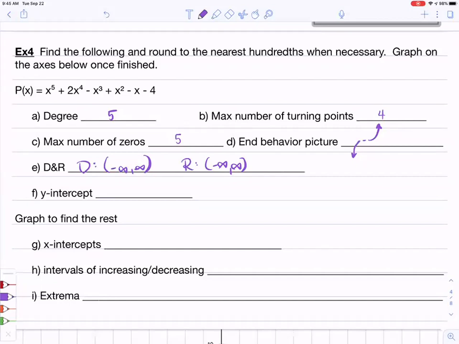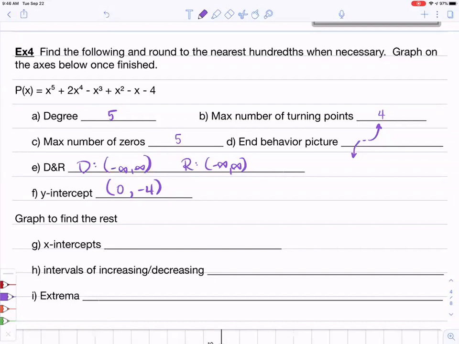A negative 4. By the way, if I asked you to draw a Y-intercept, what kind of figure would you draw? A point. If you're going to draw a point, what kind of answer are you going to give me? It's got to be a coordinate. So we've got the coordinate 0 because I plugged in 0 for all my X's, negative 4 because that's the value that came out when I plugged in 0 for all my X's. Now the rest of it I have to graph.